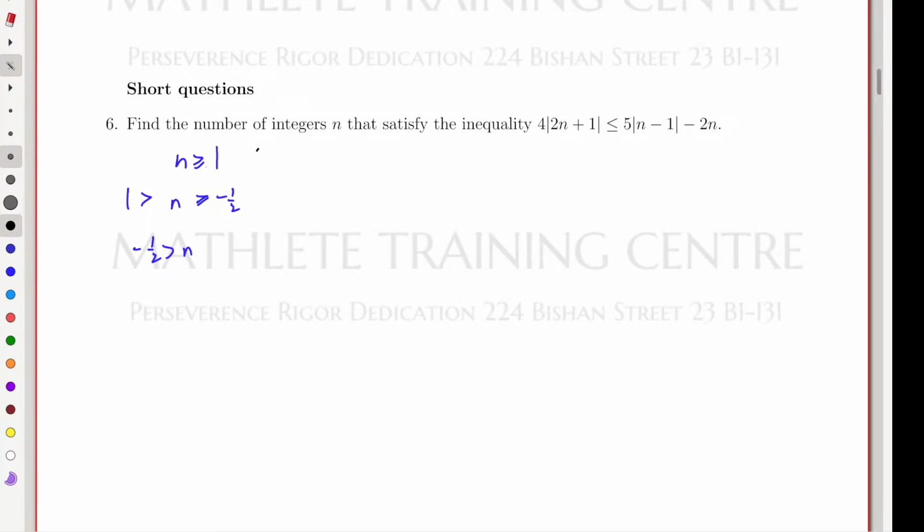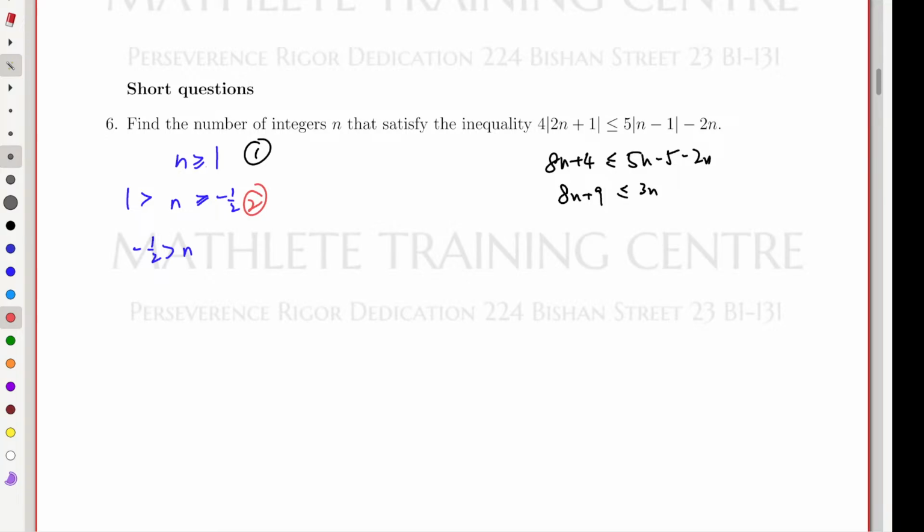Okay, in case number 1, when n is at least 1, we have 8n plus 4 less than or equals to 5n minus 5 minus 2n. Is this possible? Answer, no, right? Because if you look at it, 3n has to be at least 8n plus 9. That's not possible when n is at least 1. Case 2, what happens between n is 1 and negative half?